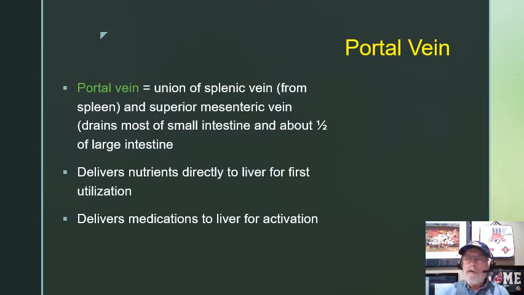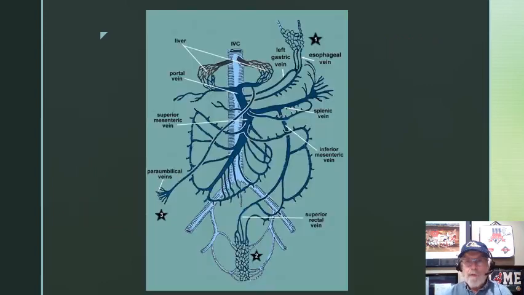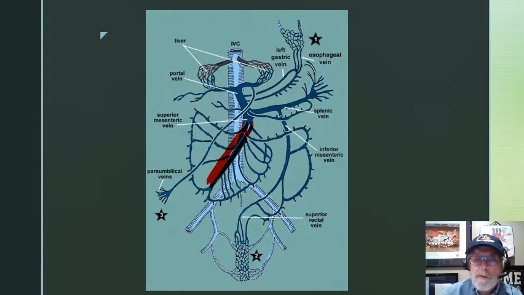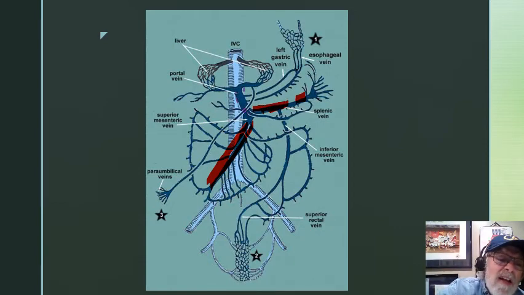So this portal vein is exceptionally important. It goes to the liver. This just gives you a little idea about the portal vein. Let me just draw you a little picture. I'll try to get you an idea. This area right here, that's the superior mesenteric vein. This vein right here is the splenic vein, and when the two of those come together, they form this thing right here, which is the portal vein, and the portal vein fills this area right in here, which is the liver.